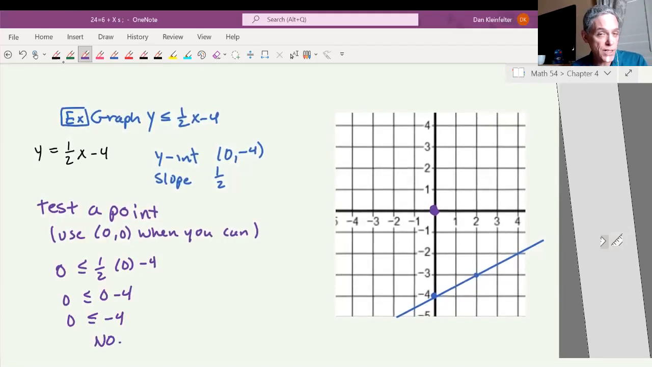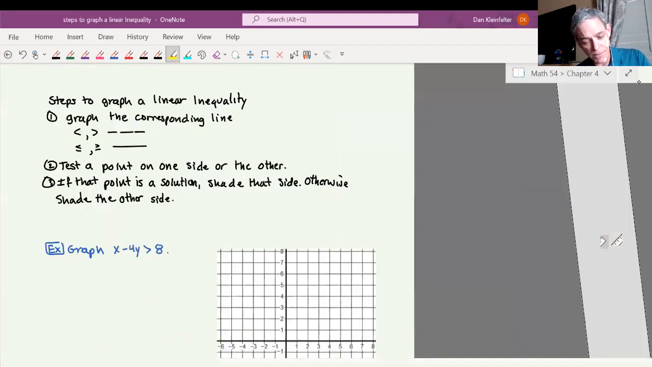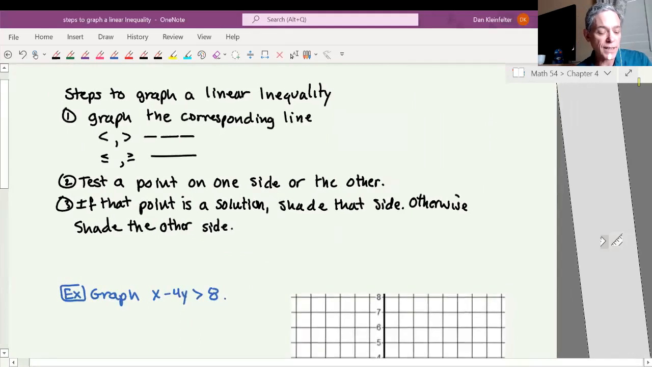That means that the origin is not a solution to our inequality. Since it's not a solution, none of the points on that side of the line are solutions, so all the points on the other side make up solutions. How we usually show that is by using some shading on the correct side of the line. That's basically all there is to it. As I said, there's no separate kind of interval notation that we use for this. Basically, we use shading to show where the solutions are. To recap the steps, you graph the corresponding line.